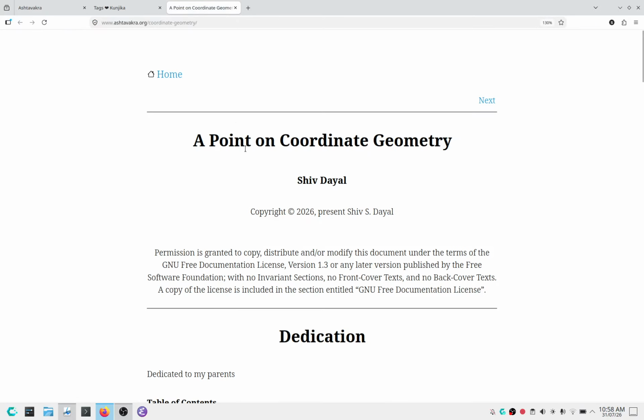So it didn't load. Strange. Let's reload this page. Okay, now it has loaded quite fast.